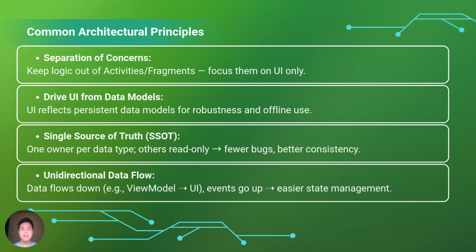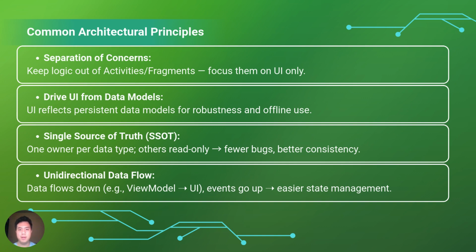Third, single source of truth. Each data type should have one owner that manages it and exposes it. Other components access this data as read-only. This improves data consistency, traceability, and prevents bugs.